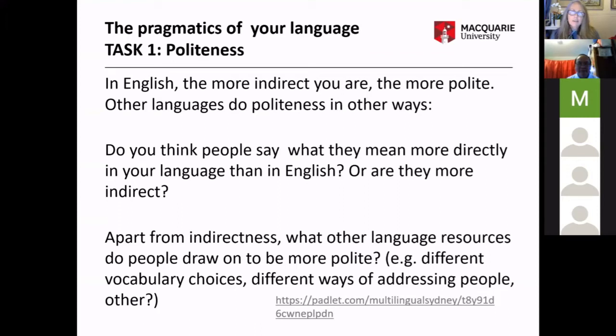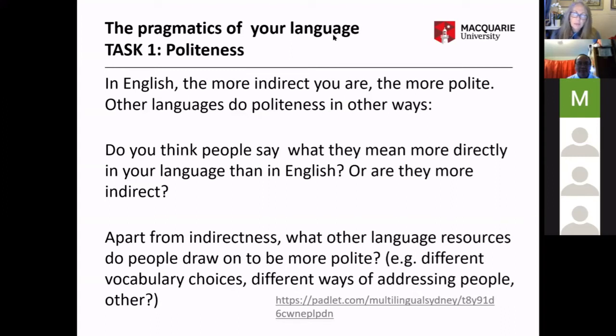So the task is as follows, that in English, the more indirect you are, the more polite. Now, other languages do politeness in other ways. So what do you think? Do you think people say what they mean more directly in your language than they do in English? Or are they more indirect? Now you can get a bit of a clue to this when you think about the stereotypes that attach sometimes to people who speak your community language.